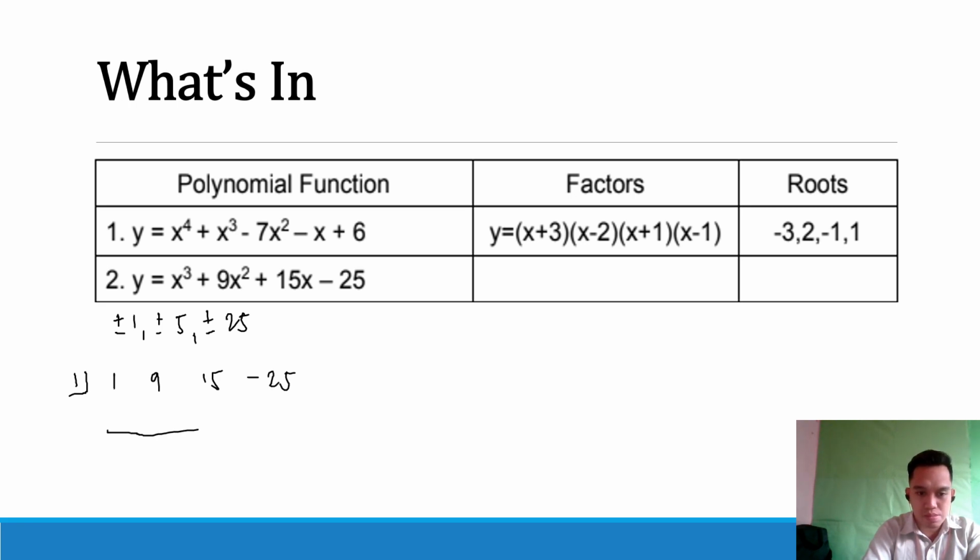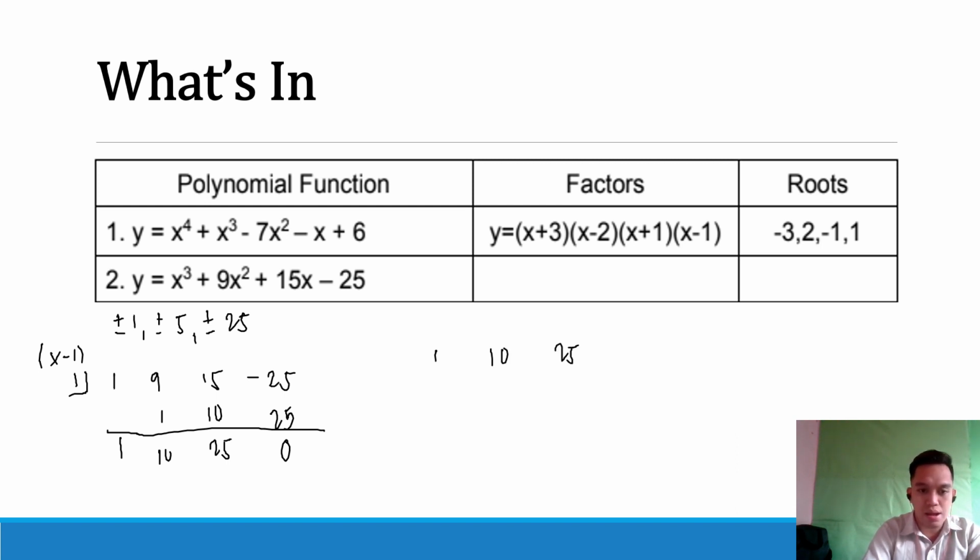Okay, so divide, bring down 1. 1 times 1 is 1. 9 plus 1 is 10. 10 times 1 is 10. 15 plus 10 is 25. 25 times 1 is 25. Negative 25 plus 25 is 0. Okay, so therefore, this 1 is a real root of our polynomial function. And it is x minus 1. Then let's proceed. Continue. Let's use 1, 10, and 25.